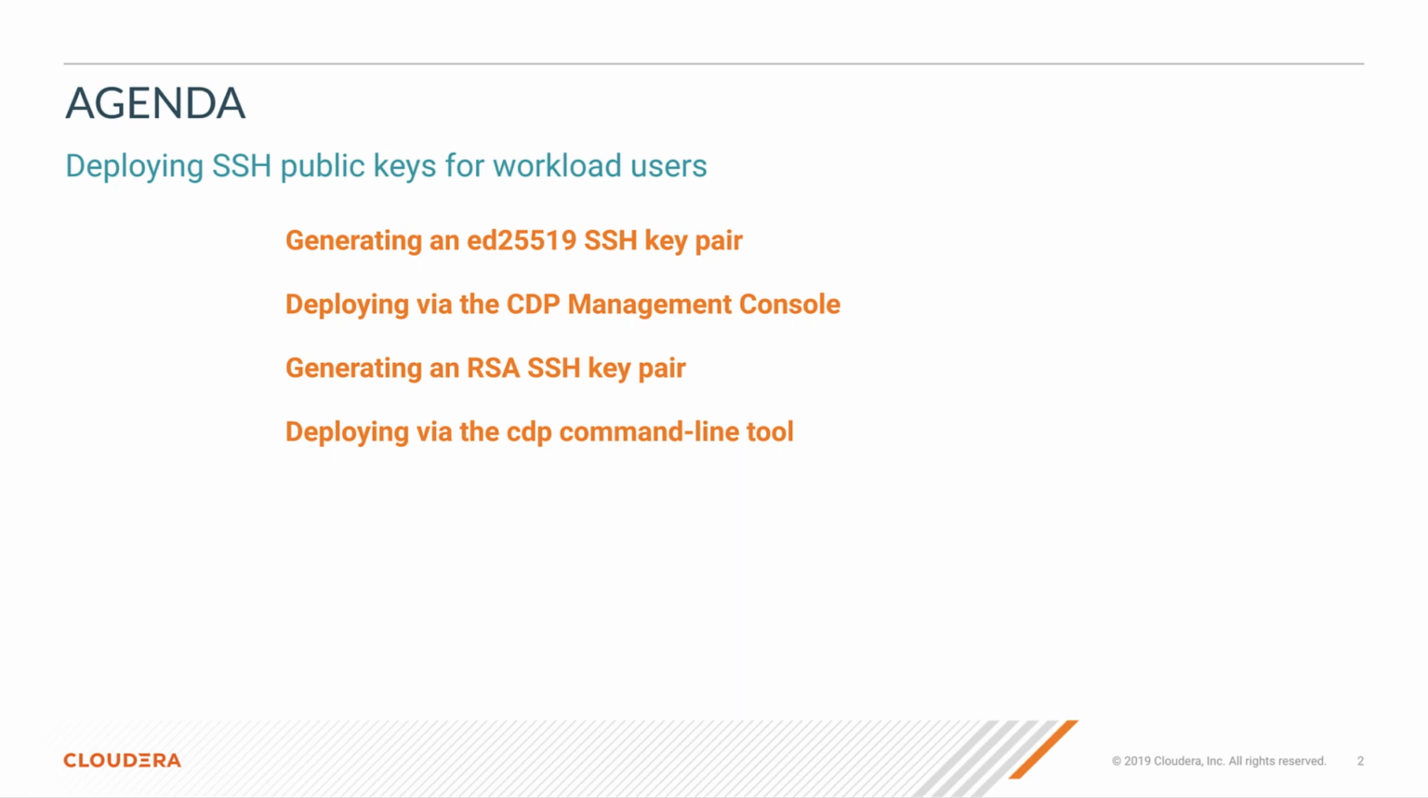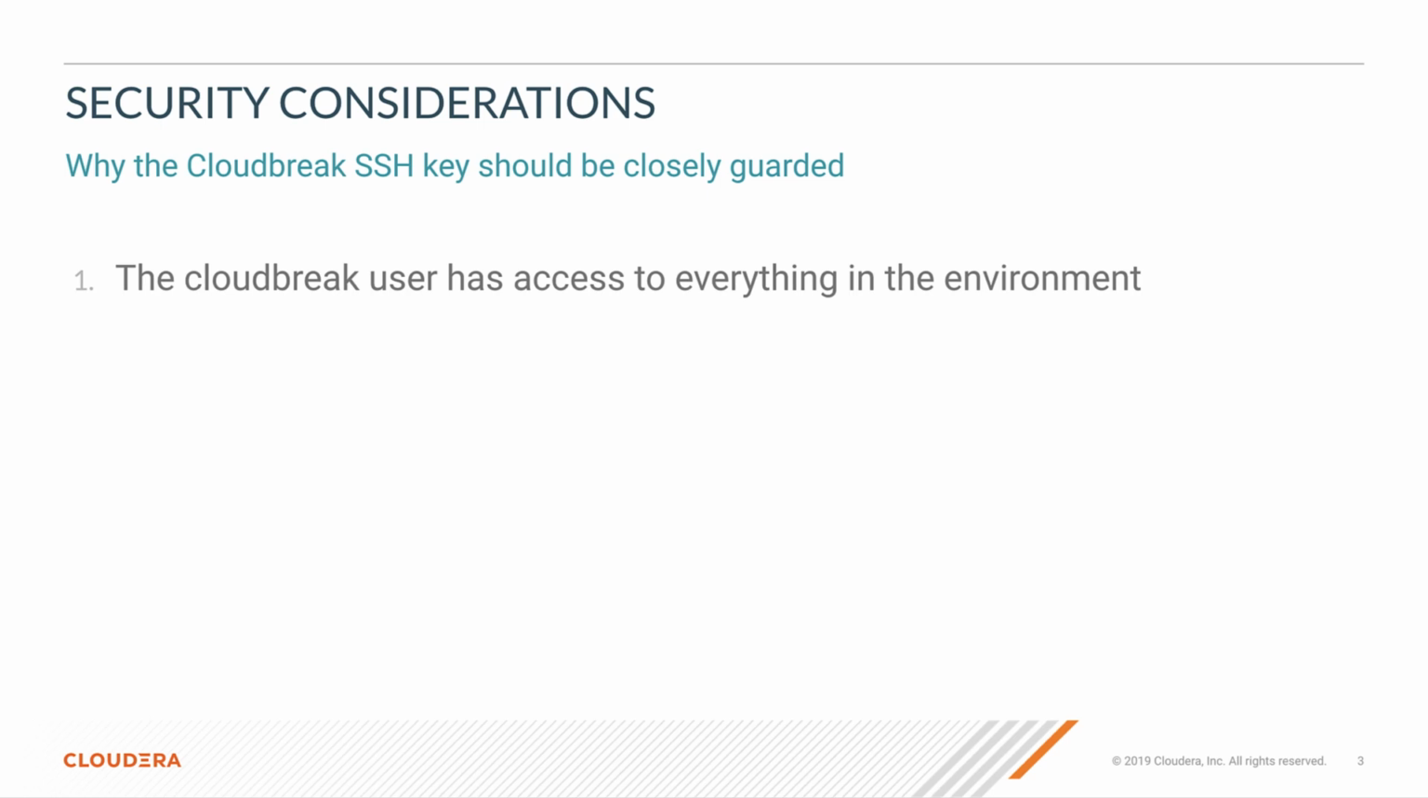To access cluster hosts using an SSH key, you can use the Cloudbreak user and the SSH key established during environment creation. However, the Cloudbreak user has full administrative access to the cluster, including root access on the ID broker host. That means anyone with that Cloudbreak SSH key can effectively access everything in the environment. Therefore, access to the Cloudbreak user should be restricted to a minimal group of admins. Other workload users should have access provided via their own passwords and SSH keys.